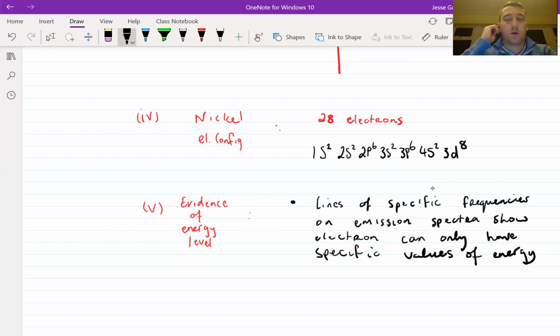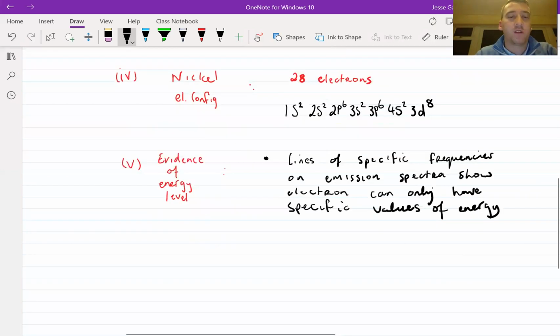Okay, I think that's probably way too much of a sentence in this case. I think probably only a 3 marker here, so don't waste too much time. Another piece of evidence that we've seen is to do with first ionization energies.